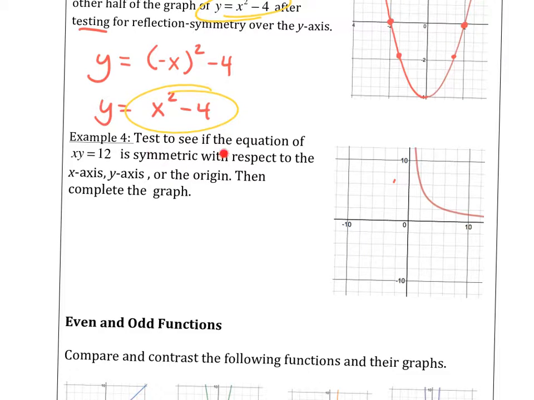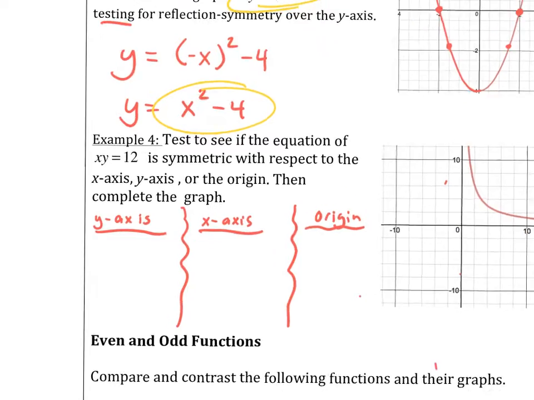In example number 4, we're going to test to see if the equation xy equals 12 is symmetric with respect to the x-axis, the y-axis, or the origin. Then we want to complete the graph. So there's a good chance this thing could be graphed like this, or it could be rotated all the way over there, or it could be reflected this way. I don't know which quadrant to draw its partner curve, or even if I should, so I have to test it first. So you're going to test it first by substituting in a negative y to see if you get the same. Try negative x, and then try them both.